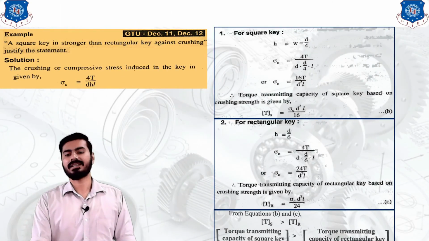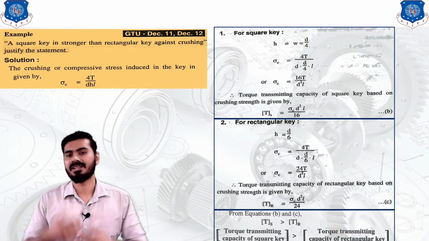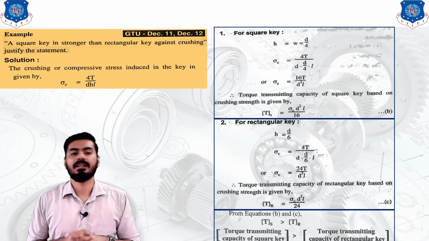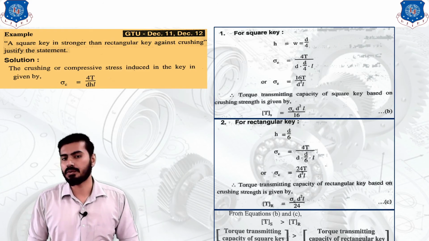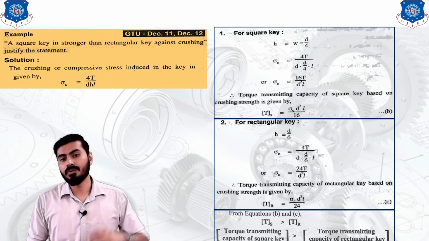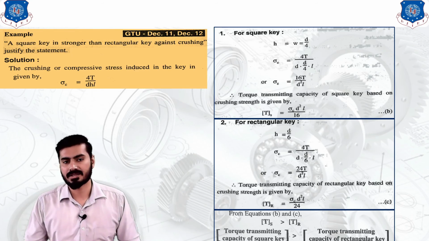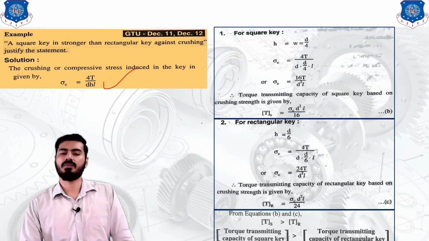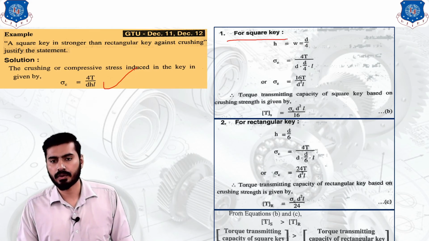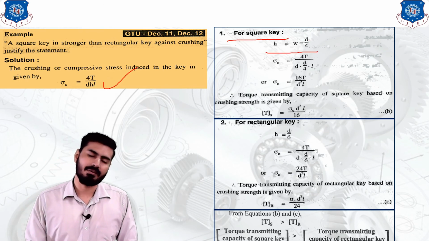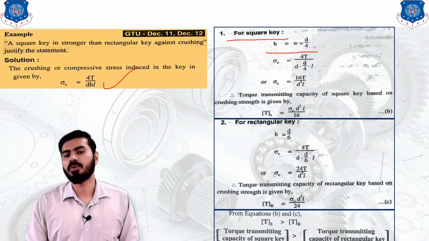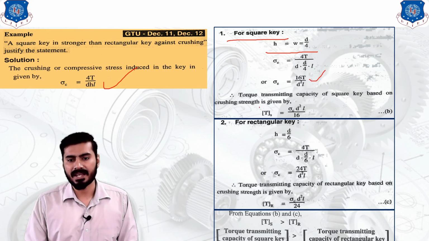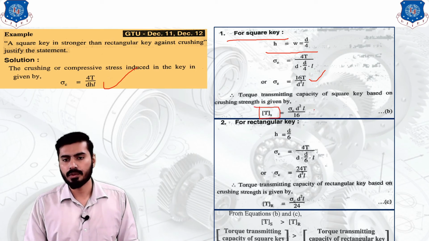We will see another example, and we can say another derivation of this chapter, that is the derivation regarding the square key being stronger than the rectangular key against crushing. You will have to justify this statement in your examination. That's why the solution will be done using the crushing equation. If you consider this equation for the square key, H equals W equals d by 4, and if you put this value in the equation of crushing, then you will get the answer like this. If you make T the subject, then your answer would be like this.